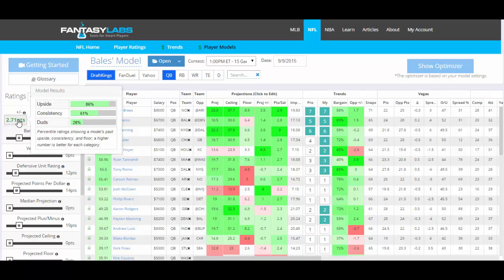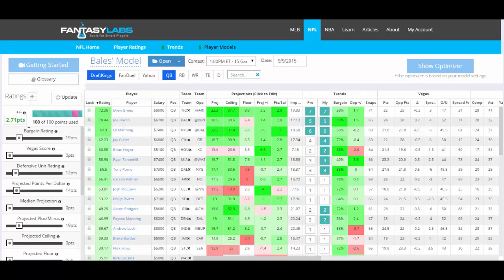And if you hover over plus minus, you can also see upside, consistency, and dud ratings for your model in those games, which basically gives you an idea of how much exposure that particular model has had to various outcomes. So obviously looking more for upside in tournaments, more for consistency in cash games.